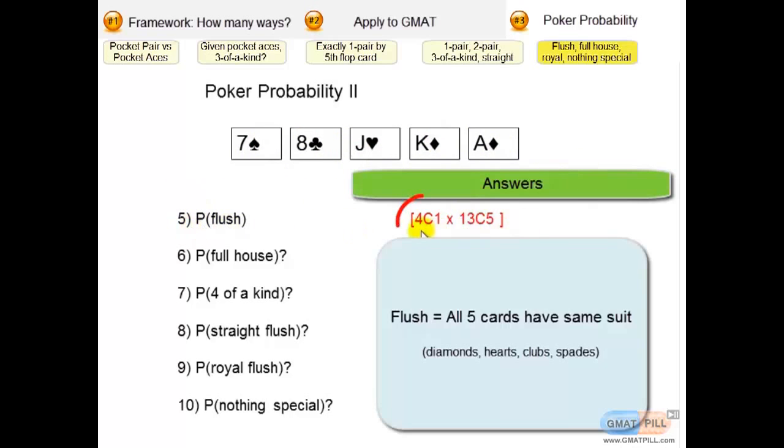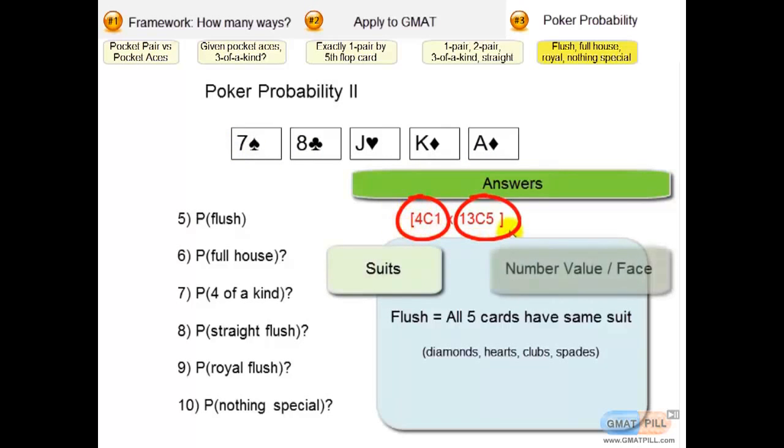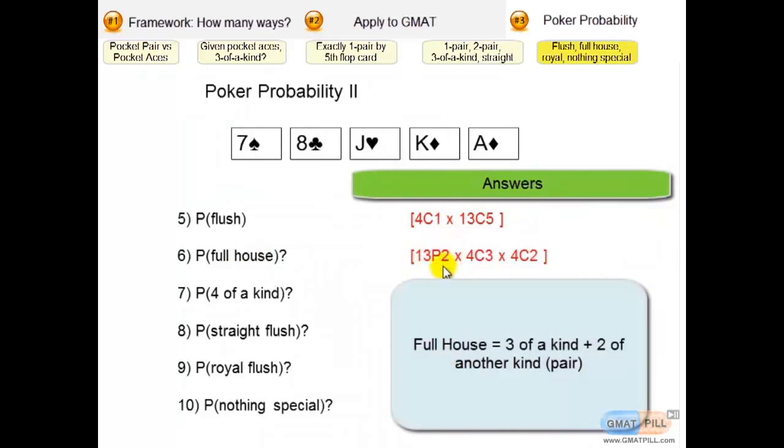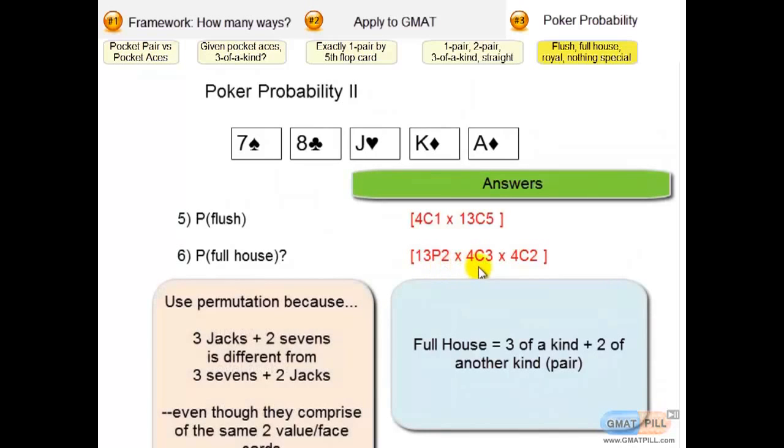So to calculate that, we want to choose out of 4 suits, pick one specific suit that we care about, and then pick 5 unique combination cards off of that suit. Then for full house, we want to permutate between 2 cards. Basically, the first set of cards has 3 cards to it. The second set has 2 cards to it.